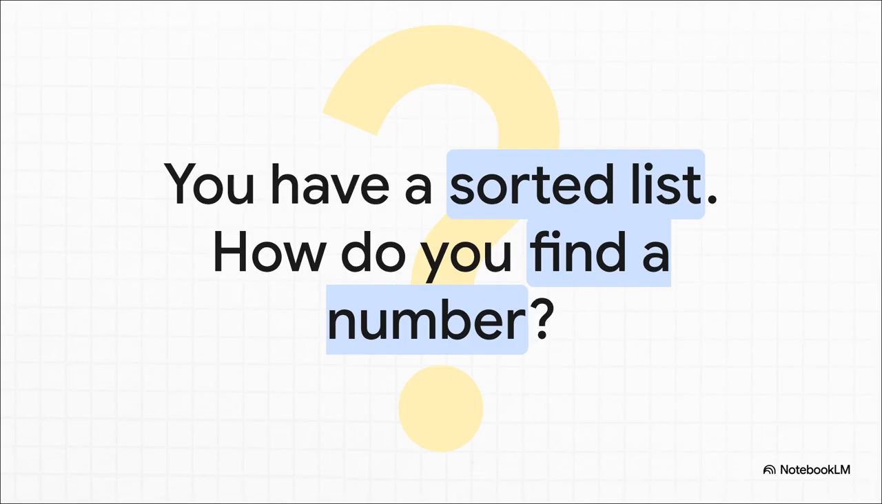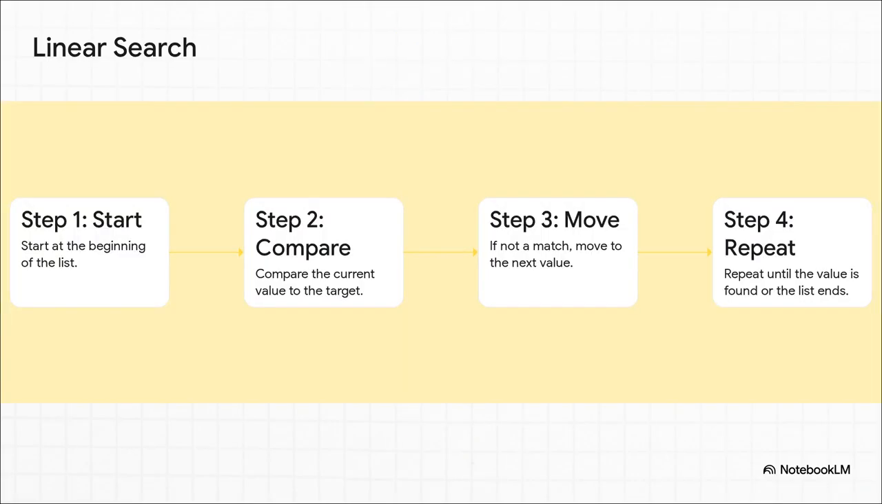Your job is to find one particular number inside that list. Now, there are a couple of ways you could go about this. So the first strategy is the most obvious one. It's called a linear search. You start at the very first number and you check it. Is this it? No. Okay, check the next one. Is this it? No. And you just keep going, one by one, all the way down the line.